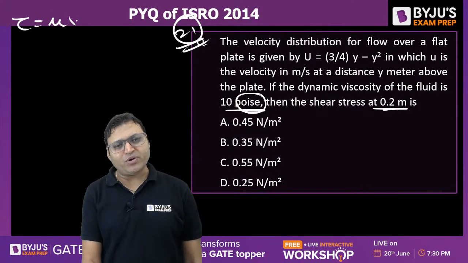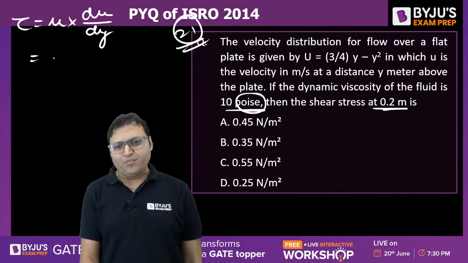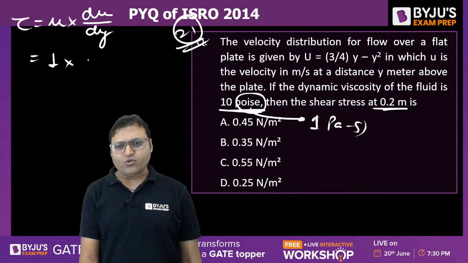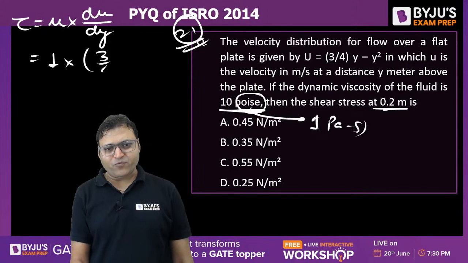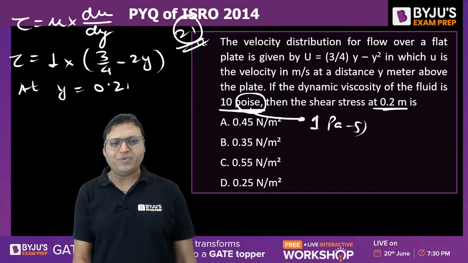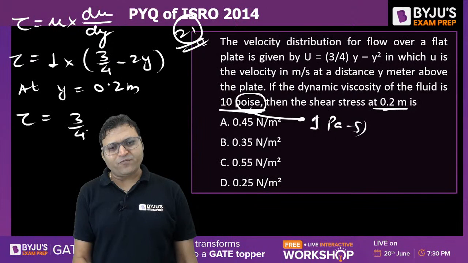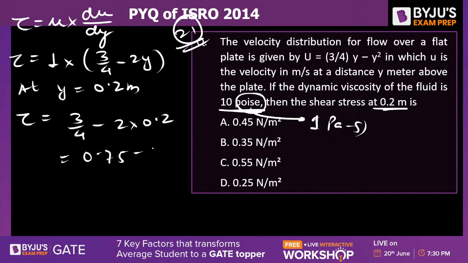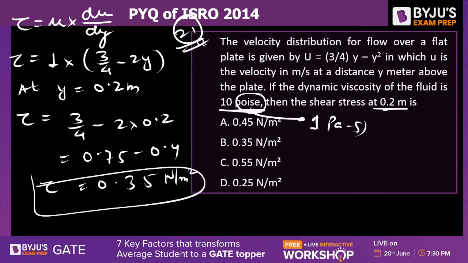Tau is given by mu into du by dy. Can you find me the answer? Mu is 1 pascal second. 10 poise is equal to 1 pascal second. So use SI unit. Mu into du by dy. What is du by dy? That is 3 by 4 minus 2y. And at y is equal to 0.2 meter, tau is equal to 3 by 4 minus 2 into 0.2. What is 3 by 4? 0.75 will be the answer. B will be the correct answer for this question.